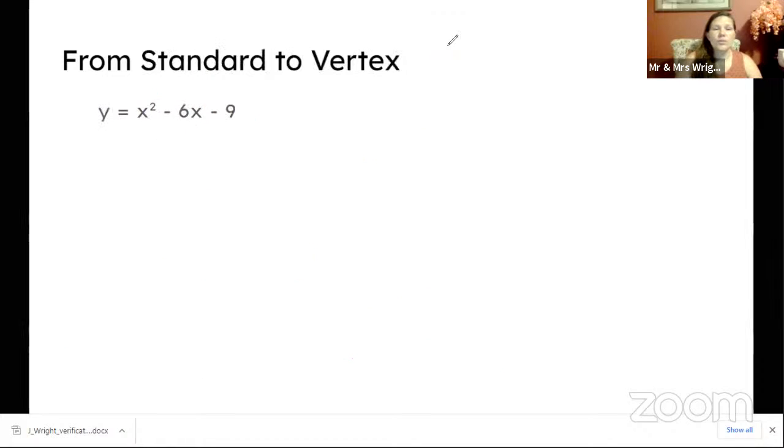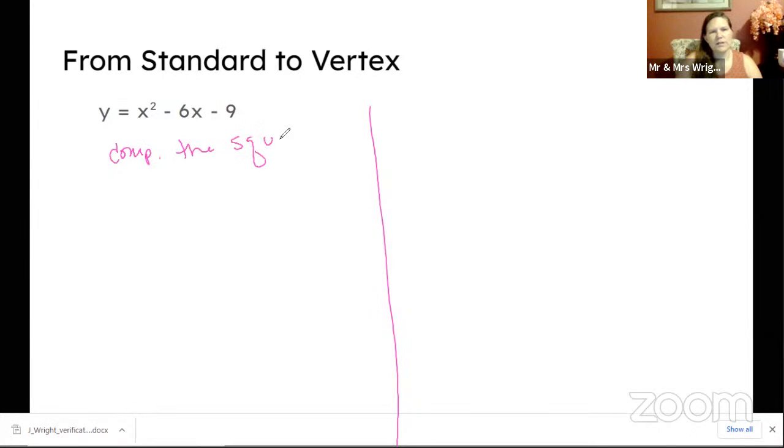All right, so to move from standard to vertex, hopefully y'all remember what we did. We had two different ways. One way is completing the square. And remember, when we complete the square, we start by writing our equation. X squared minus 6x, I'm going to leave it blank here, equals, and I'm going to move this -9 to the other side. So if it switches sides, it switches signs. So it's going to become a +9.